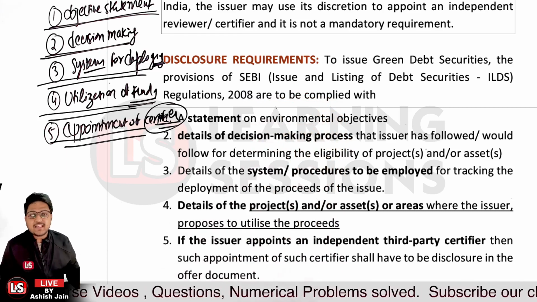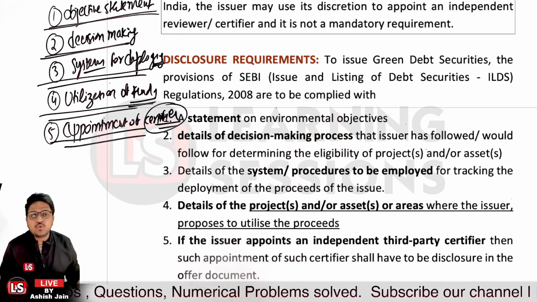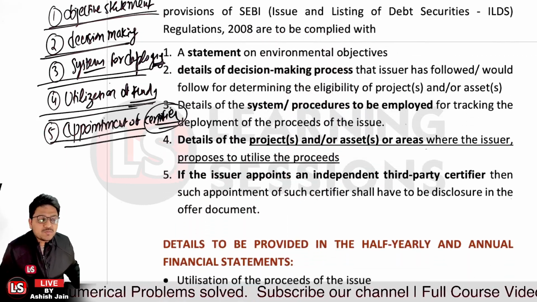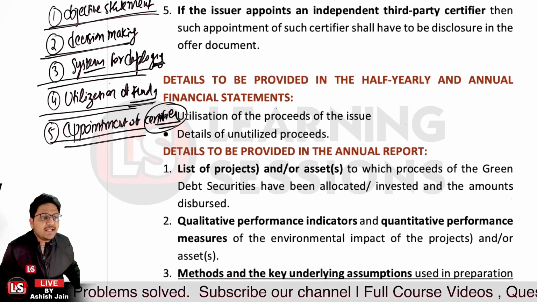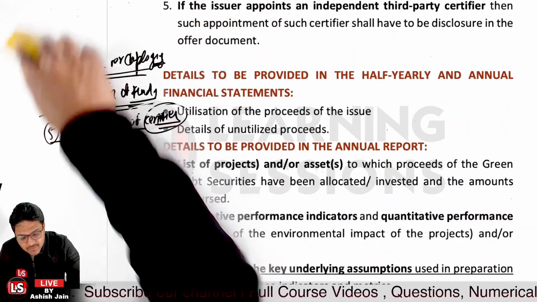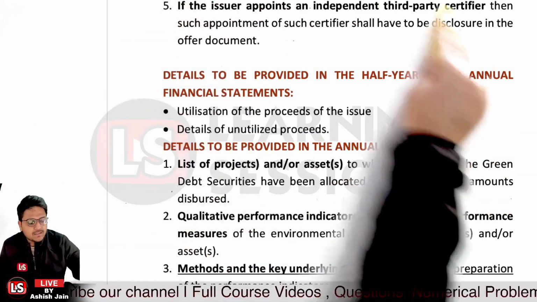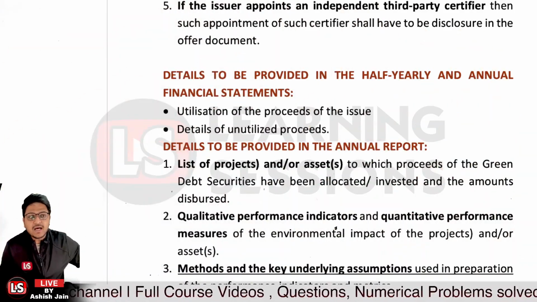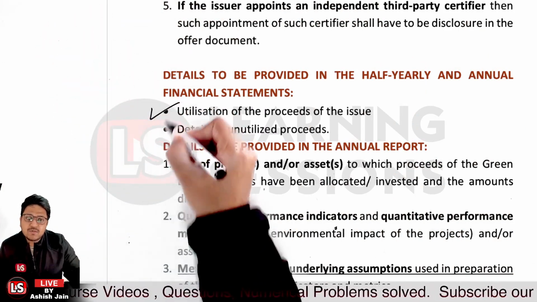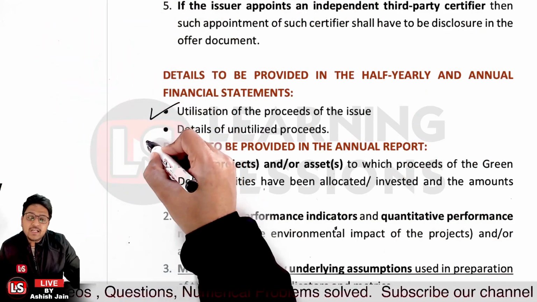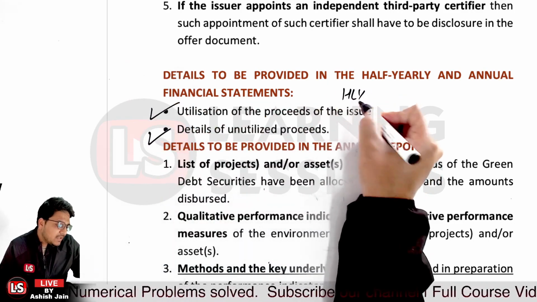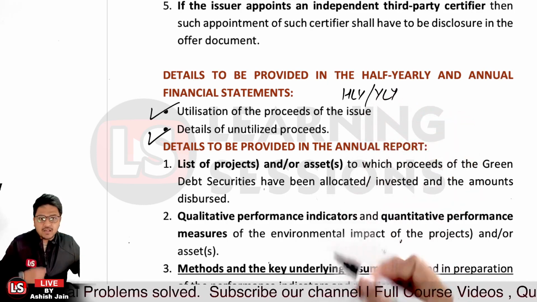Okay. So that is as per the SEBI Issue and Listing of Debt Securities Regulations, 2008, right? And those must be complied with. After that, it's related to details to be provided in the half yearly and annual financial statements. As per the same, the debt issuing companies must disclose, on a half yearly and annual basis, whatever utilization they have done, and the details of the unutilized funds, right?